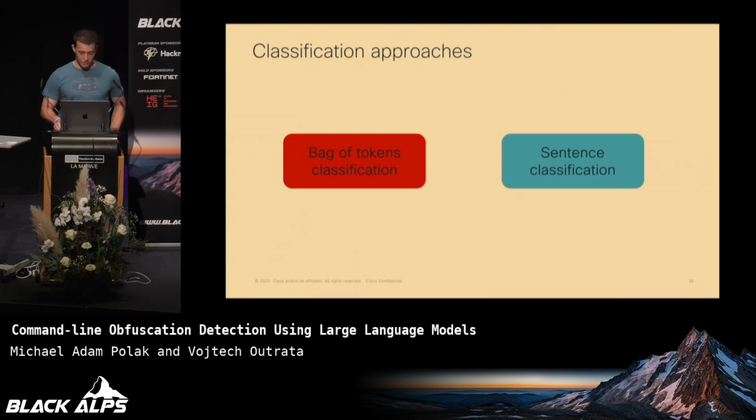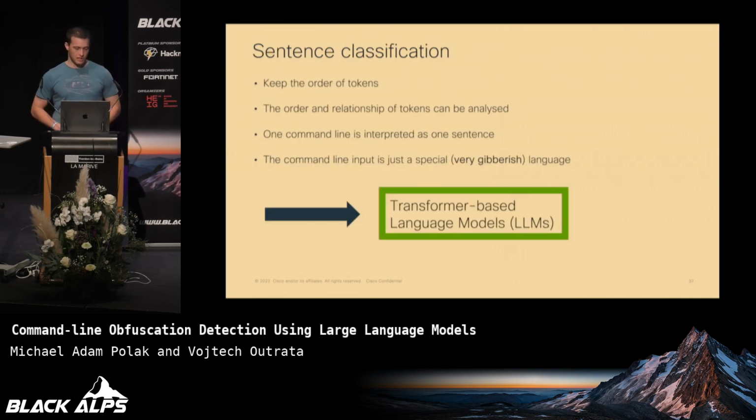So we're left with sentence classification, and let's look at what I mean by that. In sentence classification, you again split it into tokens. Could be letters, could be bigger units of meaning, as we'll see later on. You keep the order of the tokens, and then you say, okay, this command line and the representation in which I split it is a sentence in a very, very gibberish language, which is the command line input language.